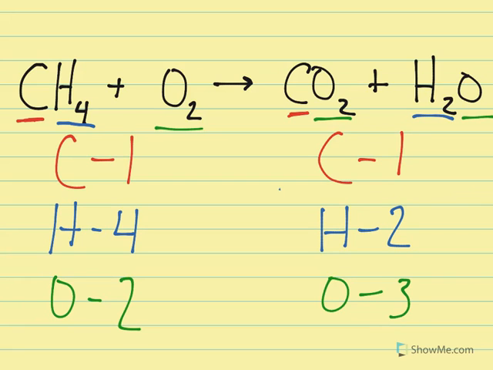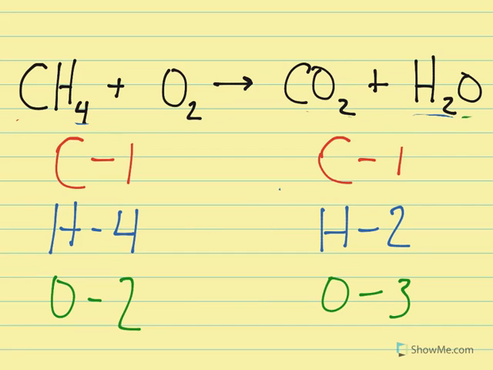So you can see that something's wrong. You went from having 4 hydrogens to now only having 2, and from having 2 oxygens to now having 3. You can't magically lose or gain atoms. The law of conservation of mass says they're not destroyed. So we have to do something to this equation to get each side to be the same.